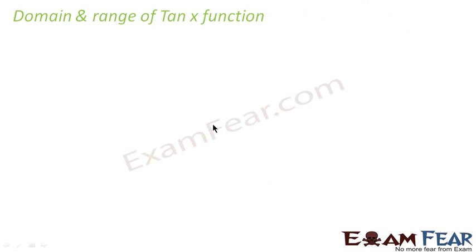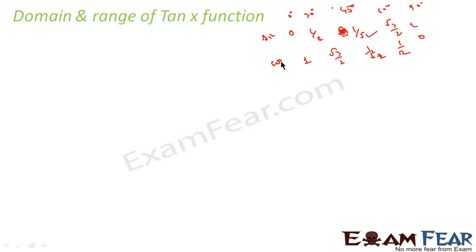Now I'll take tan. So again let's write 0, 1 by 2, 1 by root 2, root 3 by 2 and 1. Here again we'll write 0, 1 by 2, 1 by root 2, root 3 by 2 and 1. This is 0 degree, this is 30 degree, this is 45 degree, this is 60 degree, this is 90 degree. Sine by cos is tan, this is sine, this is cos, this is tan.